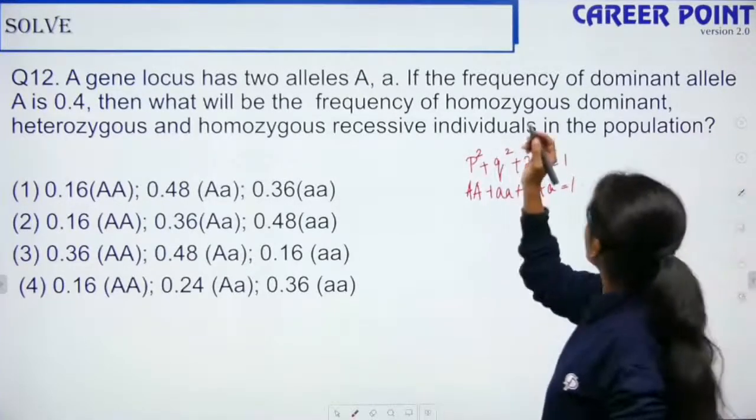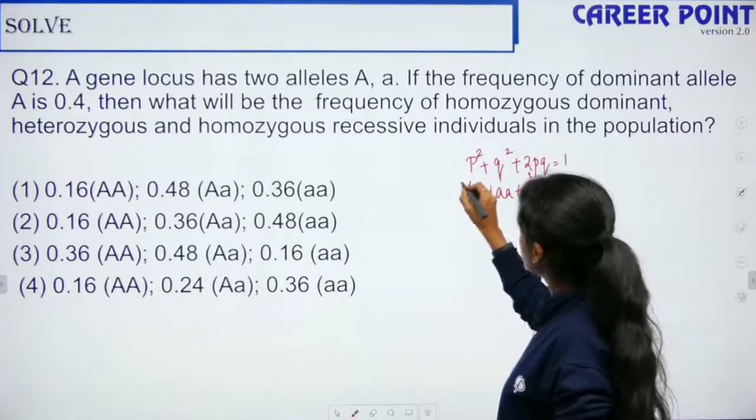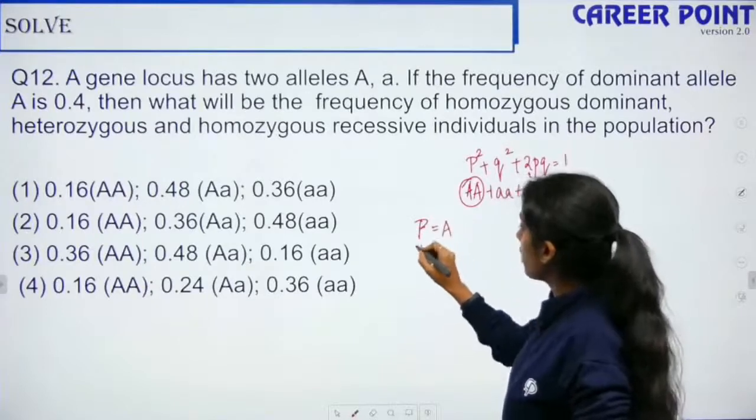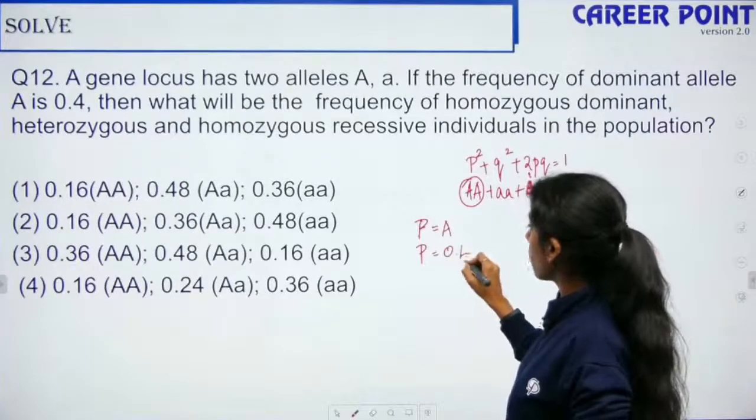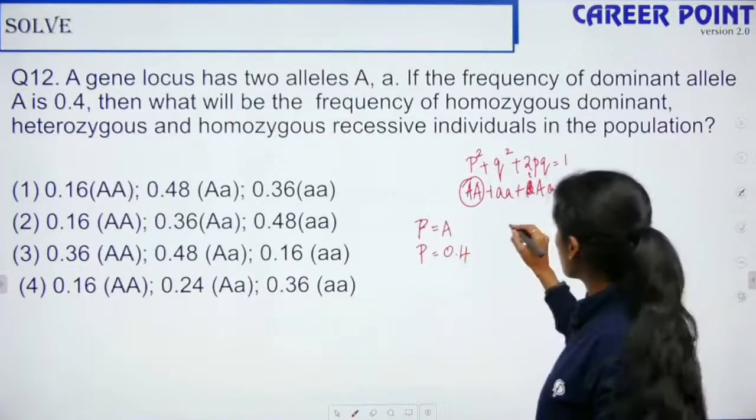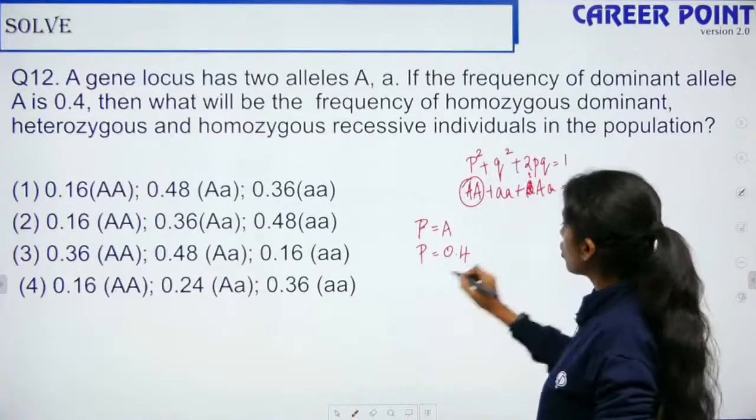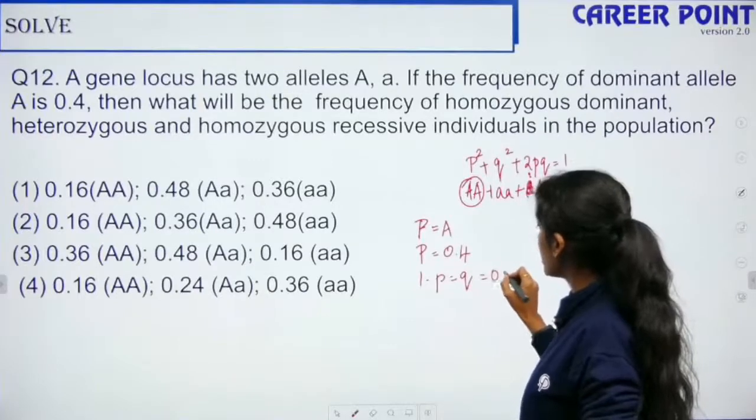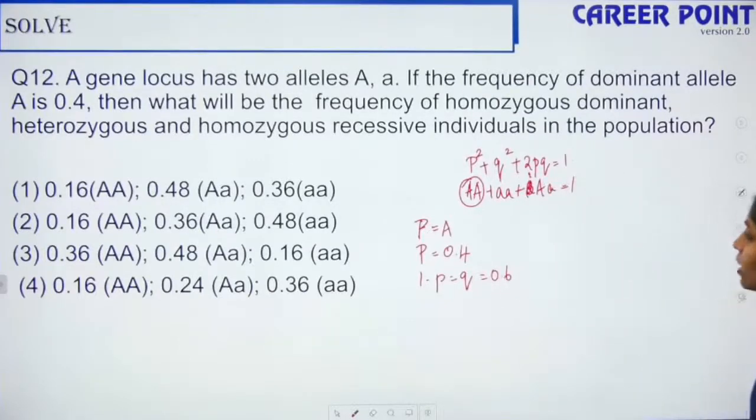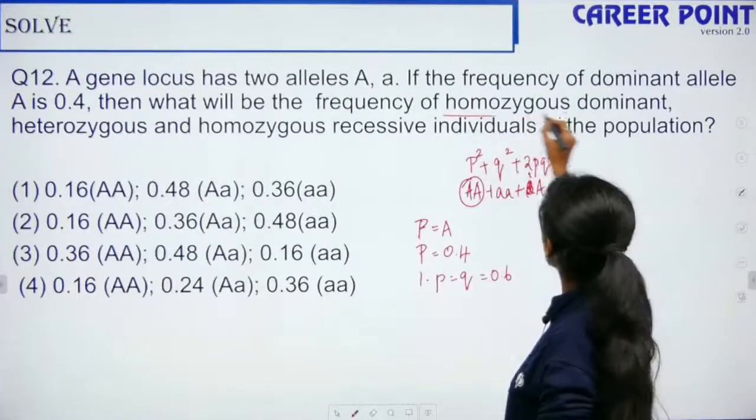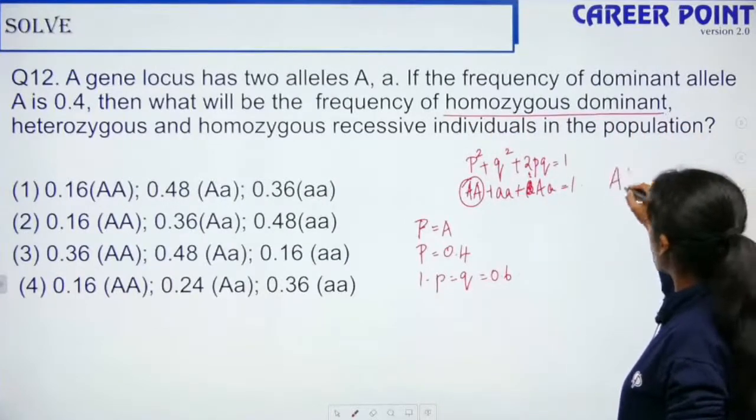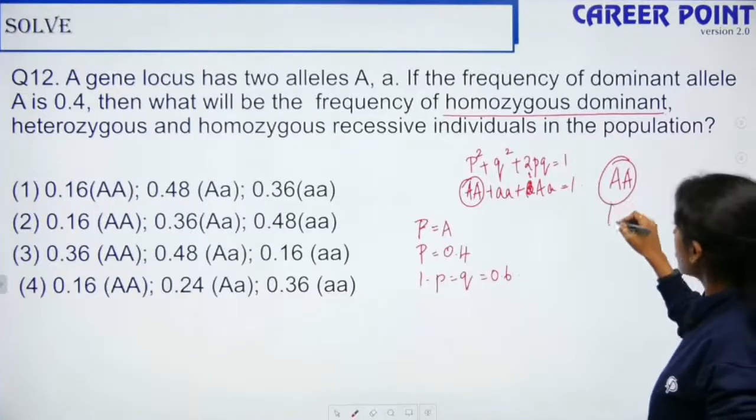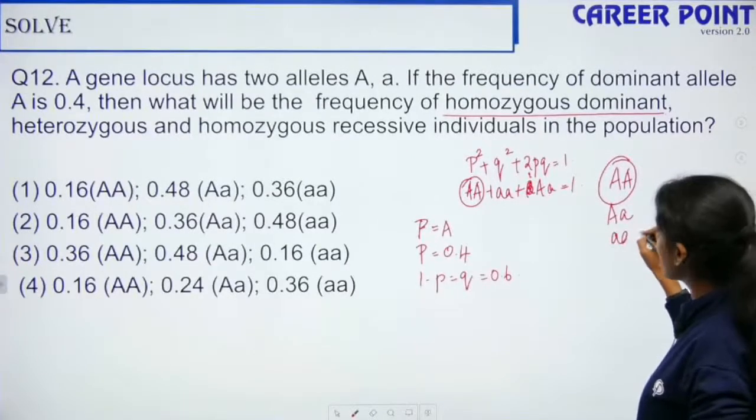Okay. So if they say the frequency of the dominant allele, so p is only A. So here p is 0.4, and p plus q is 1, right? So 1 minus p is equal to q, so q is equal to 0.6. Now they want the frequency of homozygous dominant, they want heterozygous, and they also want homozygous recessive.